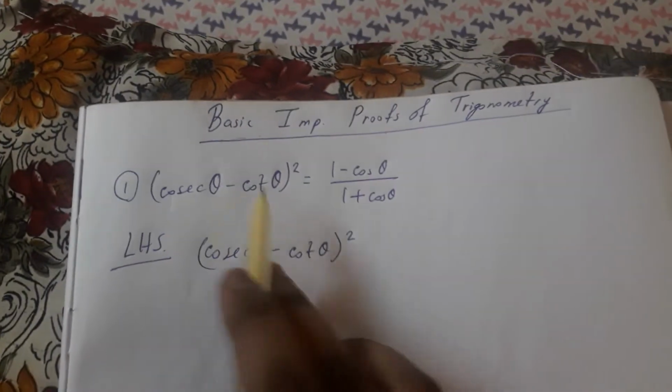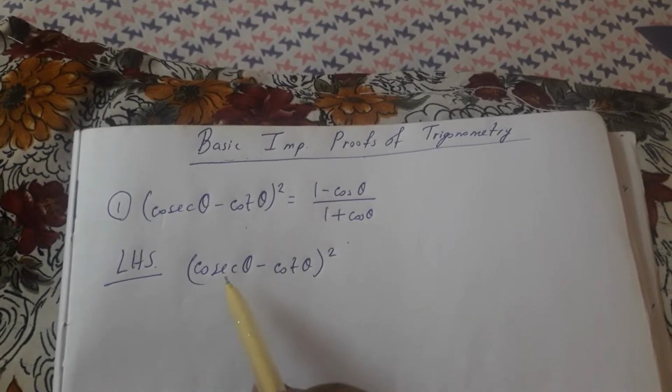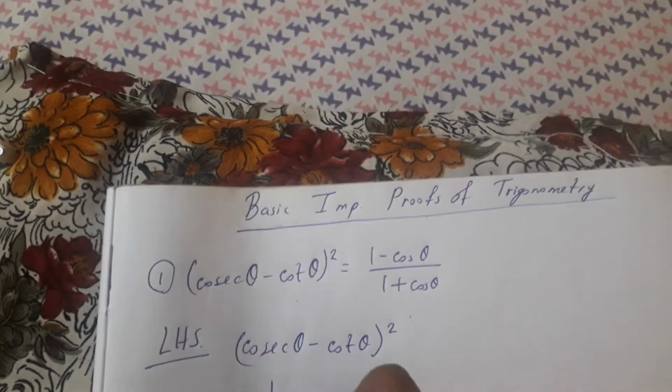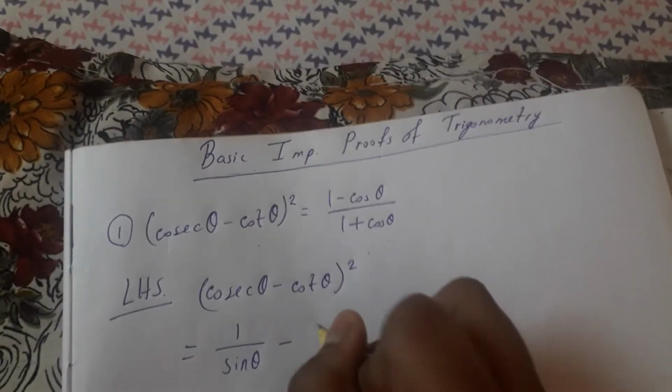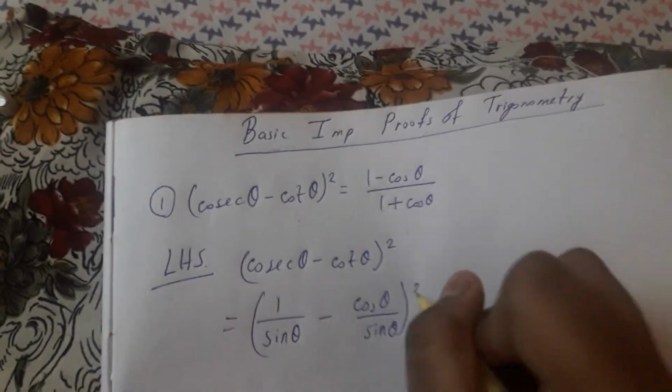Now see here cosec and cot, and on the other side cos is given. So first you have to convert it into sin cos format. Now see, cosec means 1 by sin theta and cot means what? Cot means cos theta by sin theta. Now this is in whole square form.